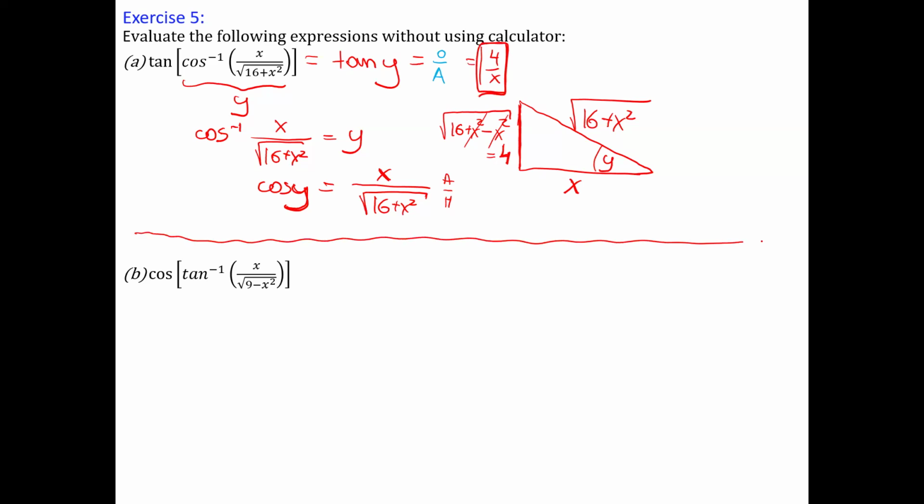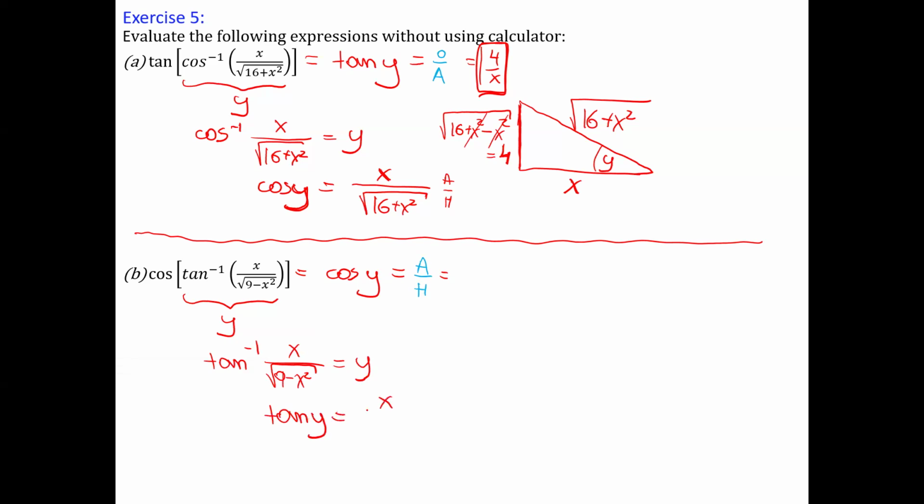Let's do the same for part B. You can pause the video and try part B on your own, and then check later. Okay, let's try. Let's call it y. We're looking for cosine of y, and cosine is the ratio adjacent over hypotenuse. We need a triangle. Inverse tangent of the square root of the quantity 9 minus x squared equals y. Then tangent of y equals x over the square root of 9 minus x squared.